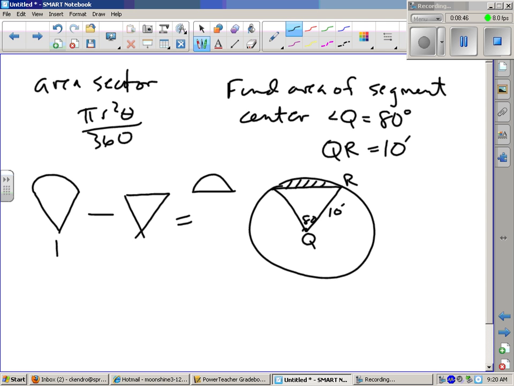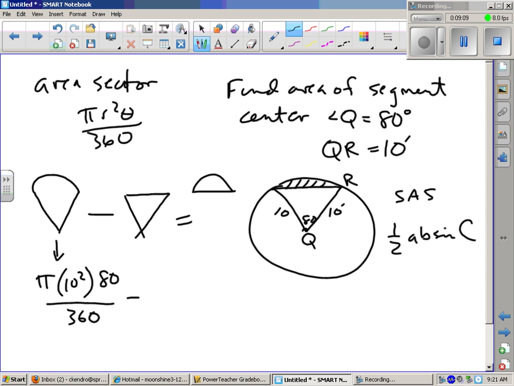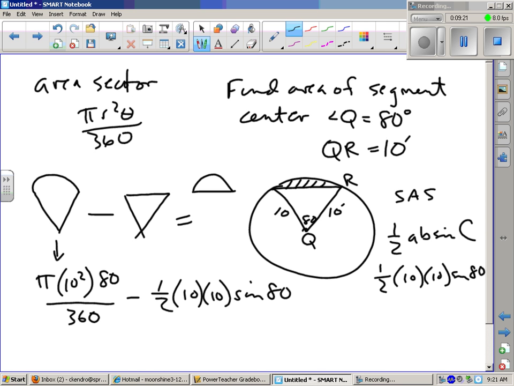So area of a sector, it is pi 10 squared, because that's our radius. The angle is 80 over 360. Now the area of the triangle, we aren't given very much. It's not a 30, 60, 90. We can't do any of those things, but we do have side angle side. So I can do the 1/2 ab sine C formula. So 1/2 times 10, 10, sine of 80. So we'll put that in right here.